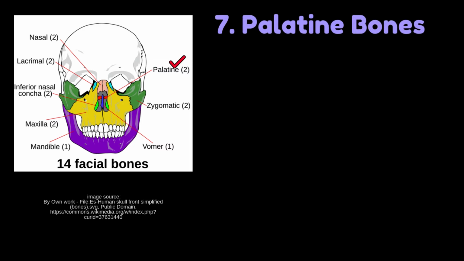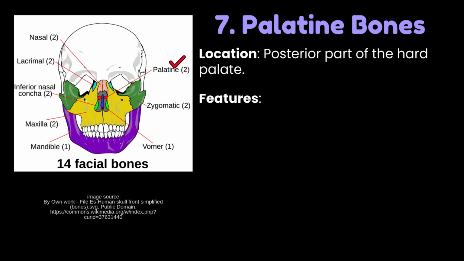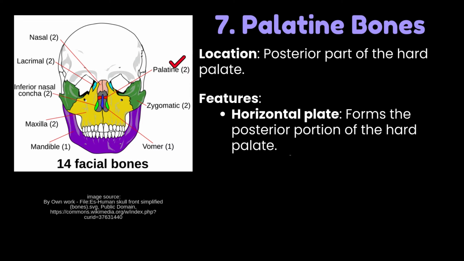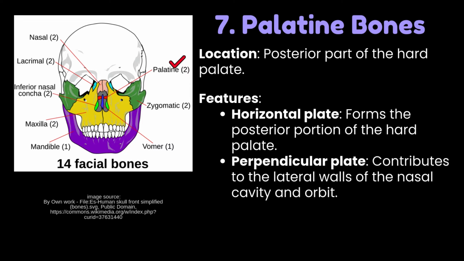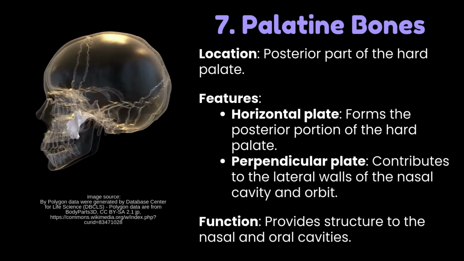Number 7. Palatine bones. They form the posterior part of the hard palate. They have the following features. Horizontal plate. Forms the posterior portion of the hard palate. Perpendicular plate. Contributes to the lateral walls of the nasal cavity and orbit. They provide structure to the nasal and oral cavities.